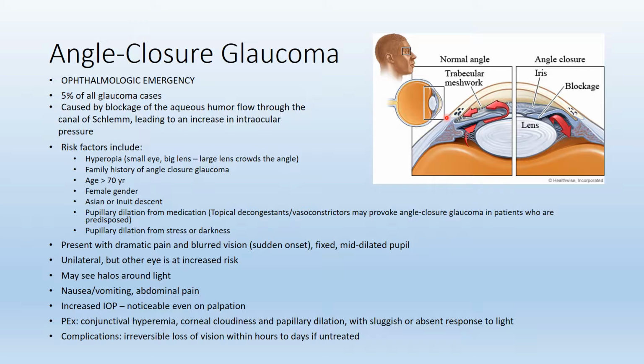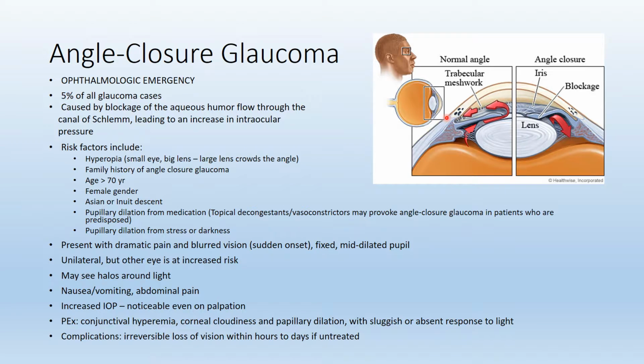Usually this presents with a dramatic pain and blurred vision that has a sudden onset. The pupil is fixed and mid-dilated. Usually it's a unilateral issue, but the other eye is at an increased risk. They may report halos around light, nausea, vomiting, or abdominal pain, and there's that increased intraocular pressure which I mentioned, and that is such a marked increase in the intraocular pressure that it's noticeable even with palpation. So if you press gently on the eye, you'll feel that the eye is much firmer than the other eye.